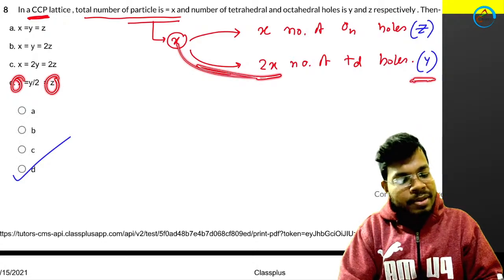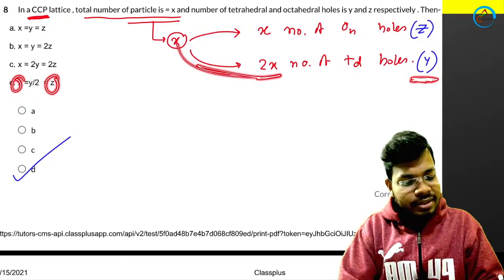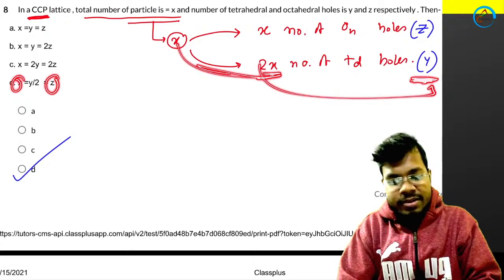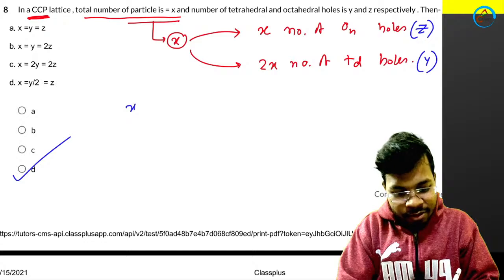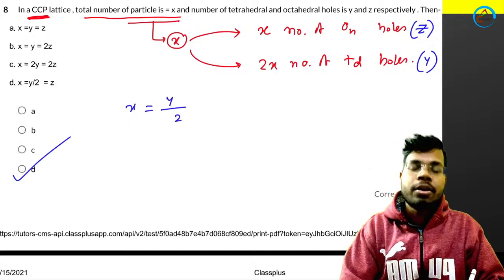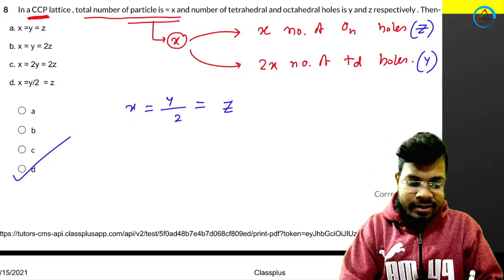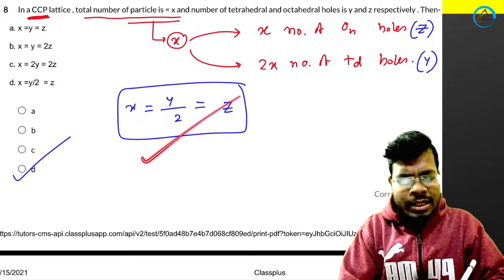Okay, so if I represent Y, so Y will be what? X will be Y by 2, right? So that's why X equals Y divided by 2 equals Z. Simply apply your normal mathematics, you will be getting it.